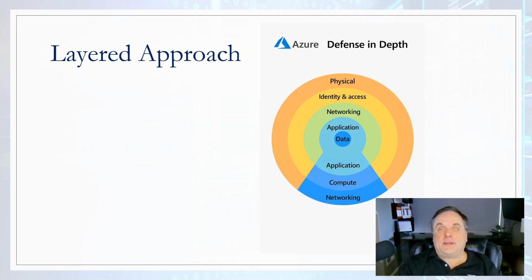Here is the defense in depth graphic that will kind of give you a visual representation of how this looks. You've got physical, which is going to be, say, the physical environment where your attacks might take place. Then you've got identity and access. This is your username, your password, your multi-factor authentication. You've got networking, where you can control things using access control lists and firewalls. Then you've got applications that you use to access the data, and then the data itself.